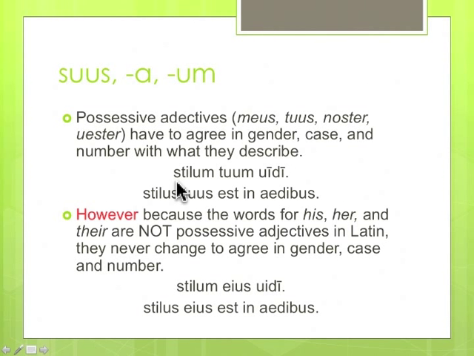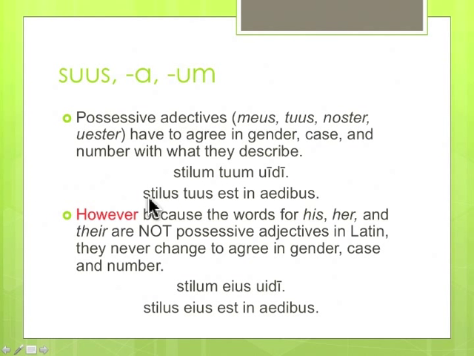Remember a stylus, the word is stilus, stili, masculine. A stylus is a sort of little pen-like instrument with which you scratch on a wax tablet to write, on tabellas to write. So, I saw your stylus. Stilum here is accusative masculine singular, and that means that tuum has to be accusative masculine singular. It has to agree in gender, number, and case with stilum.